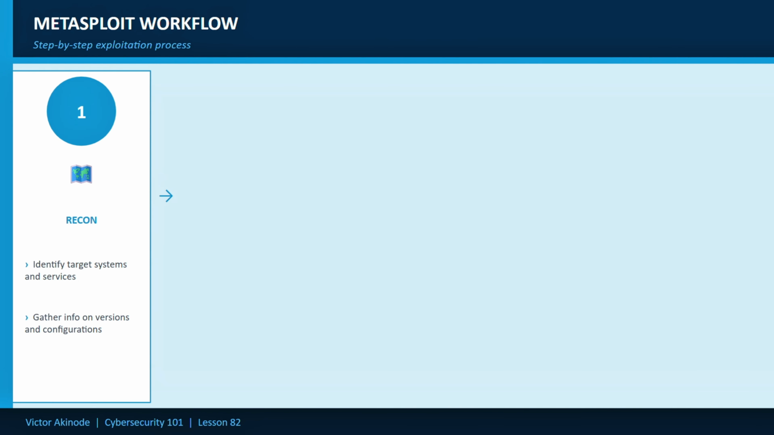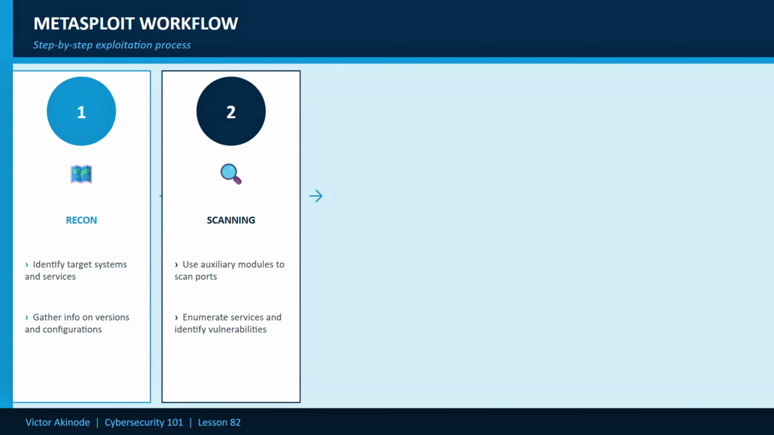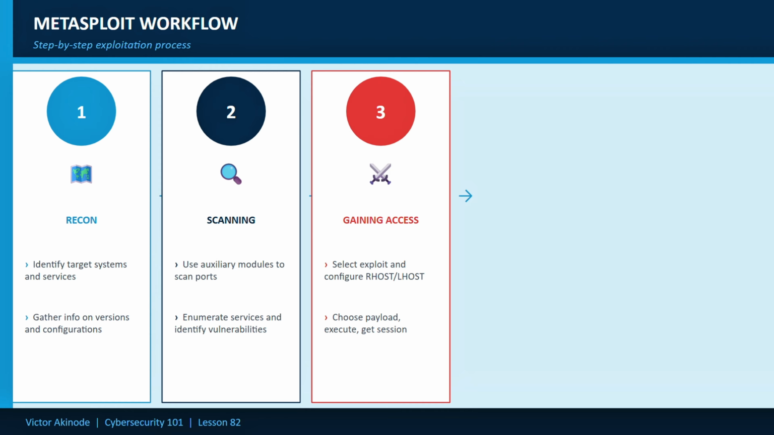The first step is the reconnaissance, and this is where you identify target systems and gather information about what services they are running. The second step is scanning, and this is where you use Metasploit's auxiliary modules to scan for open ports, enumerate services, and identify software versions. The third step is gaining access, and this is the exploitation phase.